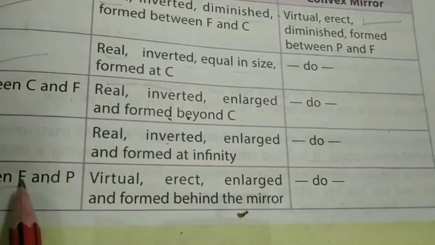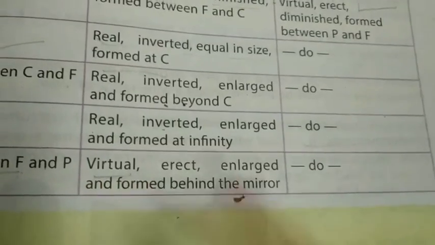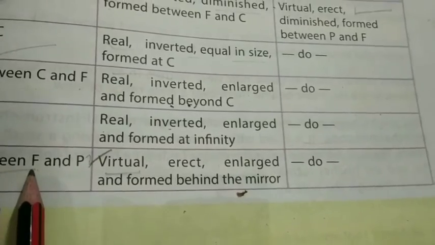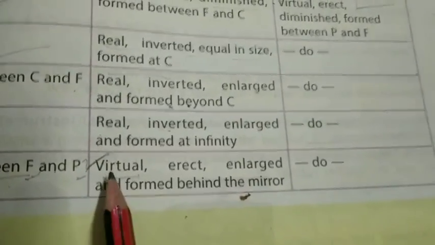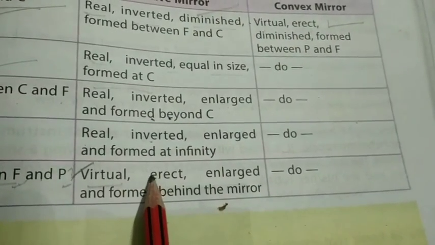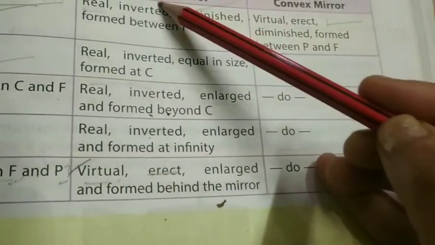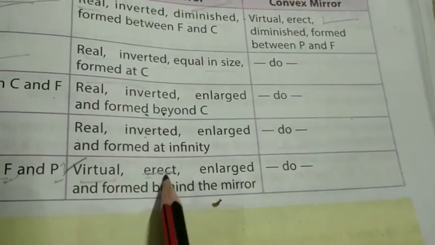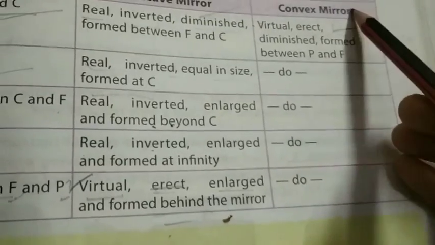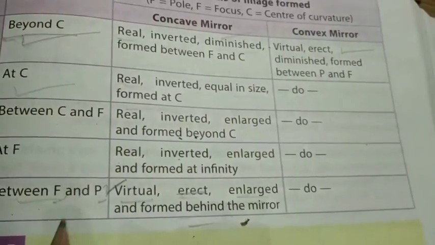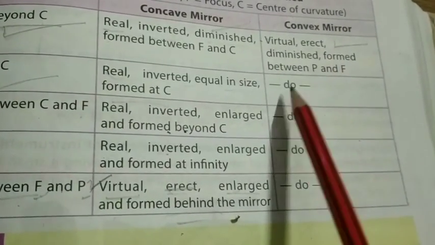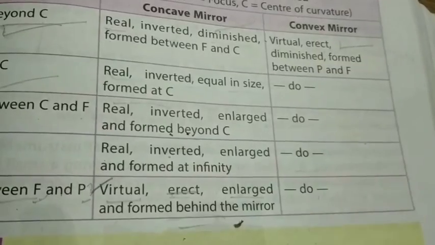Between F and P, it will be virtual. Only in this condition will it be virtual. It's very important. Between the pole and focus, the image formed by the concave mirror will be virtual, erect. Again, this is important because in all other cases they are inverted. But here it will be erect, enlarged and formed behind the mirror. And in the convex mirror, in all cases, wherever the object distance is, the place of image formation will be here.